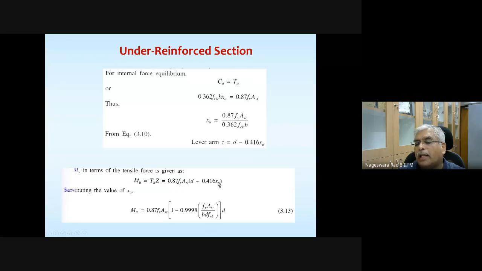And if you substitute Xu in terms of this quantity here, you are going to get a quadratic equation in the area of steel. You need to solve that quadratic equation to get the area of steel. That manipulation is what is being shown here. You please take a note of this.